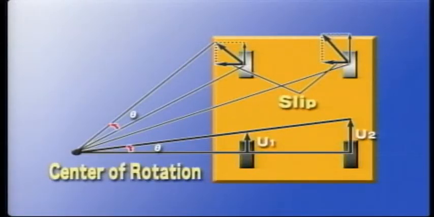Using this diagram, let's look at a machine with a motor on each drive wheel and consider how it turns. One wheel is moved by force U1, the other by force U2. The machine turns around this point here. As it turns, the front wheels turn in this direction. The forward component of this motion presents no problem, because the wheels turn. However, the lateral component causes slippage. Therefore, this construction results in poor mobility.